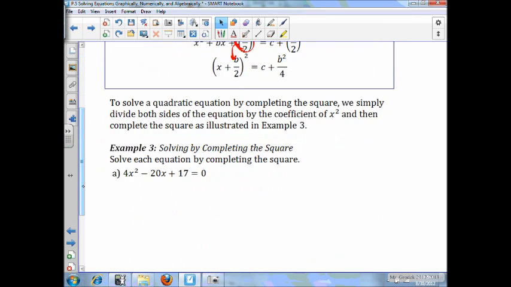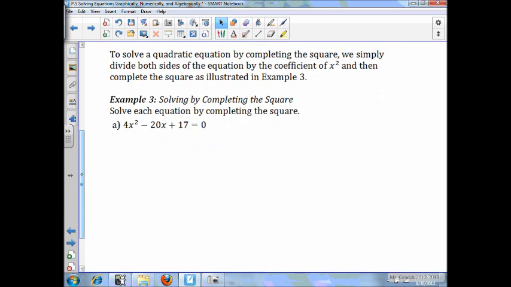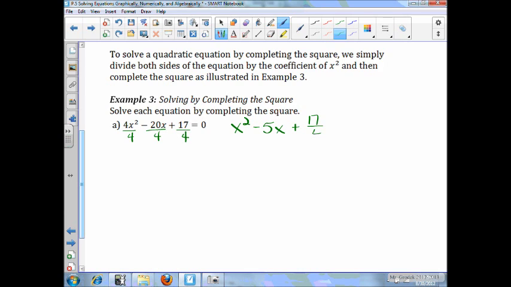To solve a quadratic equation by completing the square, we simply divide both sides of the equation by the coefficient of x squared and then complete the square as illustrated in example 3. So what we're going to do here, we're going to complete the square. We're going to divide all these numbers by 4. So we'll end up with x squared minus 5x plus 17 over 4 equals 0.